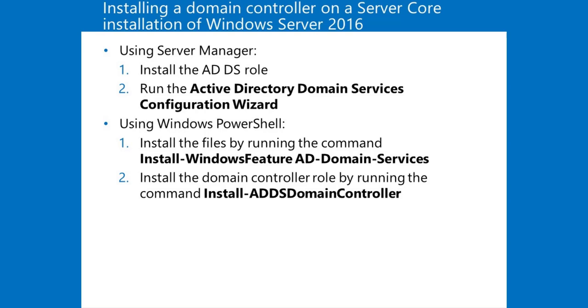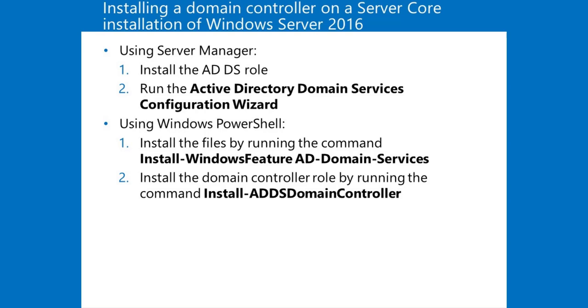To install the AD DS files on the server, you can do one of the following. Use Server Manager to connect remotely to the server running the Server Core installation, and then install the AD DS role as described in the previous topic. Use the Windows PowerShell command Install-WindowsFeature AD-Domain-Services to install the files.